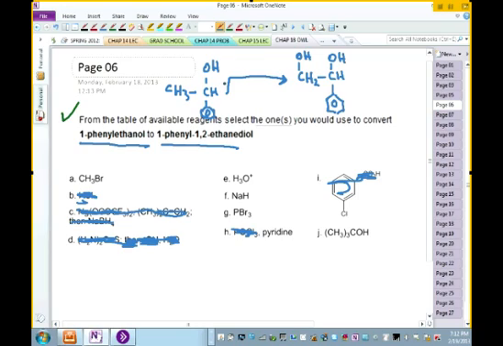Testing your knowledge of the reactions of epoxide. Okay, that would be a clue. So what do you think we need to do? What is the first step? Starting with this here.